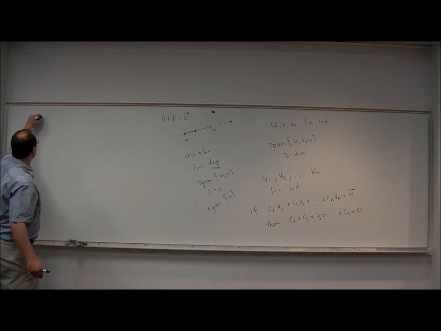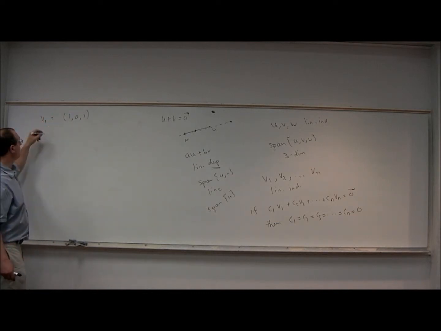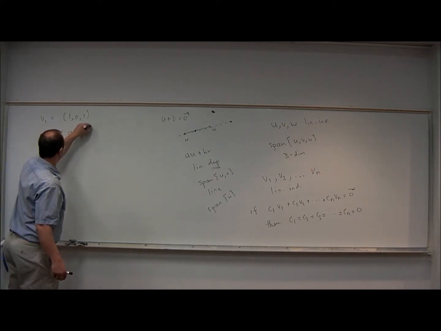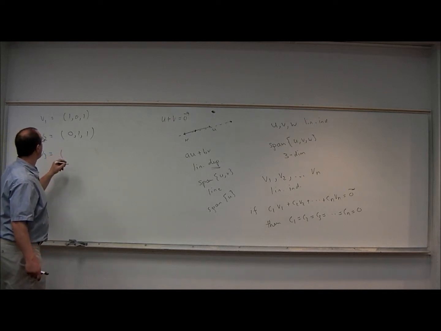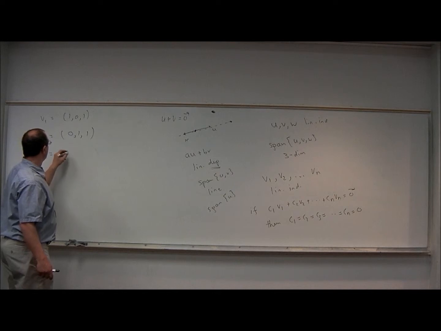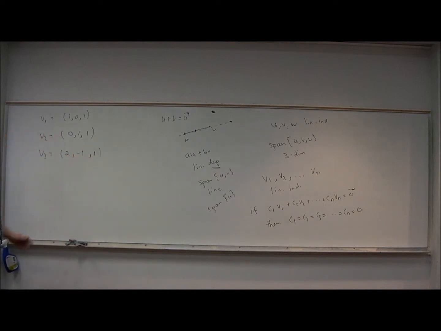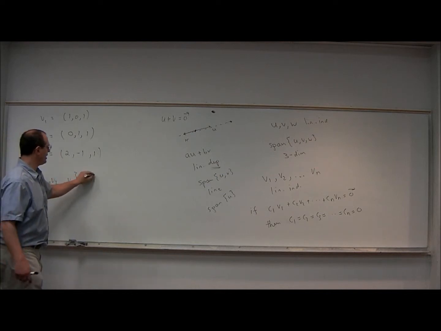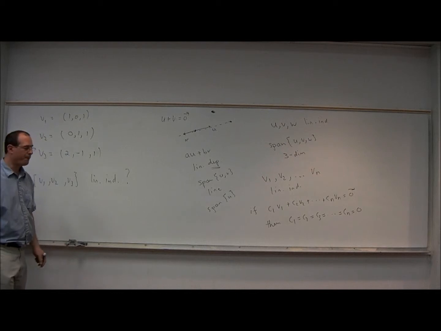So let's take v1 to be the vector 1, 0, 1 in R3, v2 to be the vector 0, 1, 1, and v3 to be the vector 2, negative 1, 1. Let's take those 3 vectors. Is the set v1, v2, v3, is this a linearly independent set? Yes or no?